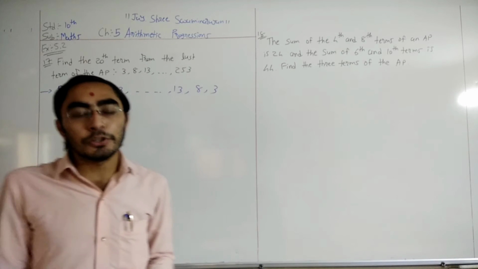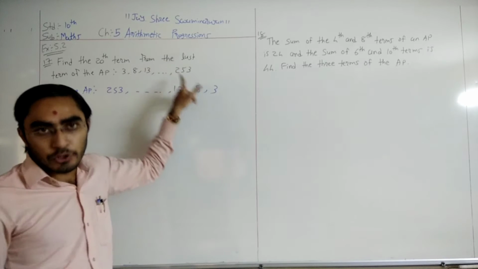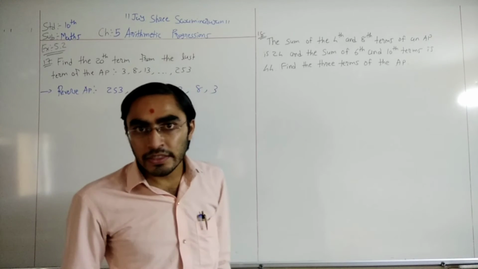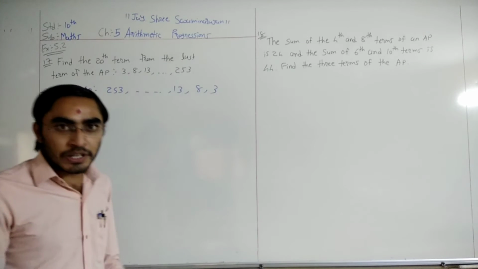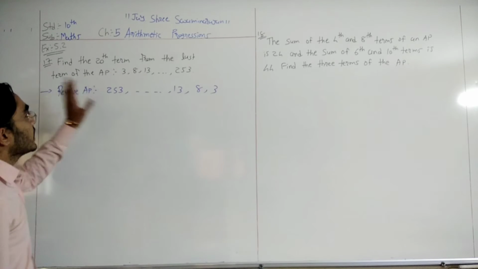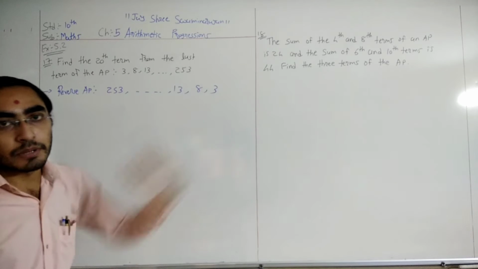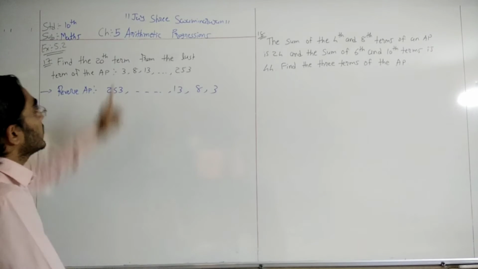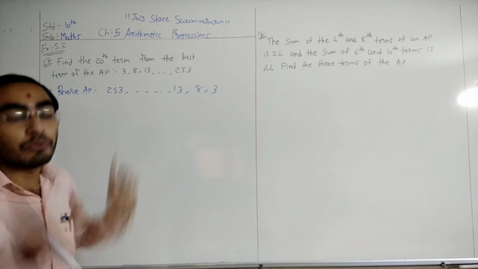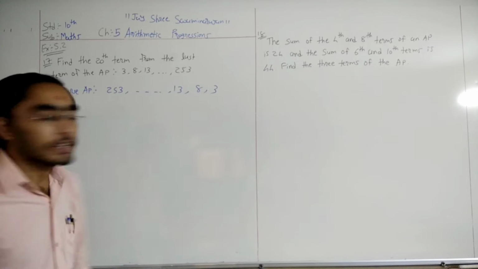Otherwise, what we need to do? From here find a, find d, and that we know. From that we can find n. After that n minus 20, and again we need to find that term. But here we just inverse the AP. So now we need to find the 20th term. If we want to find any term from the last, we just inverse the AP and we can find that term.